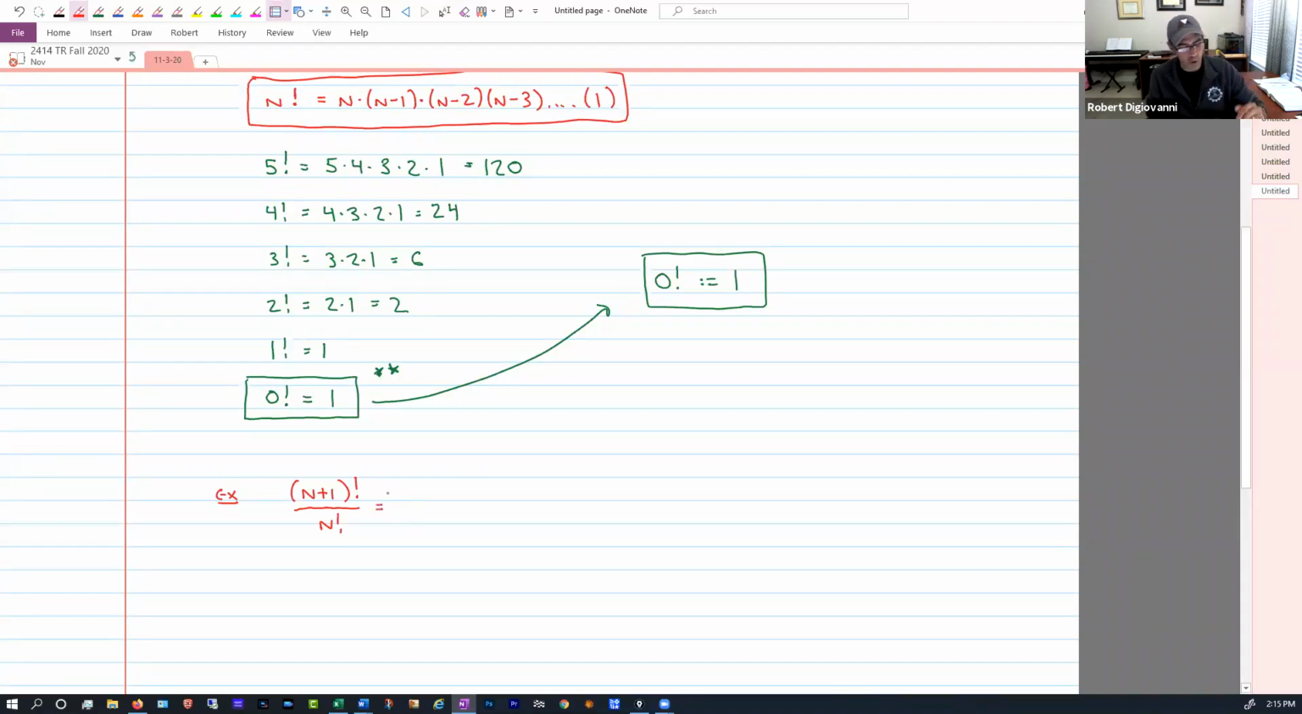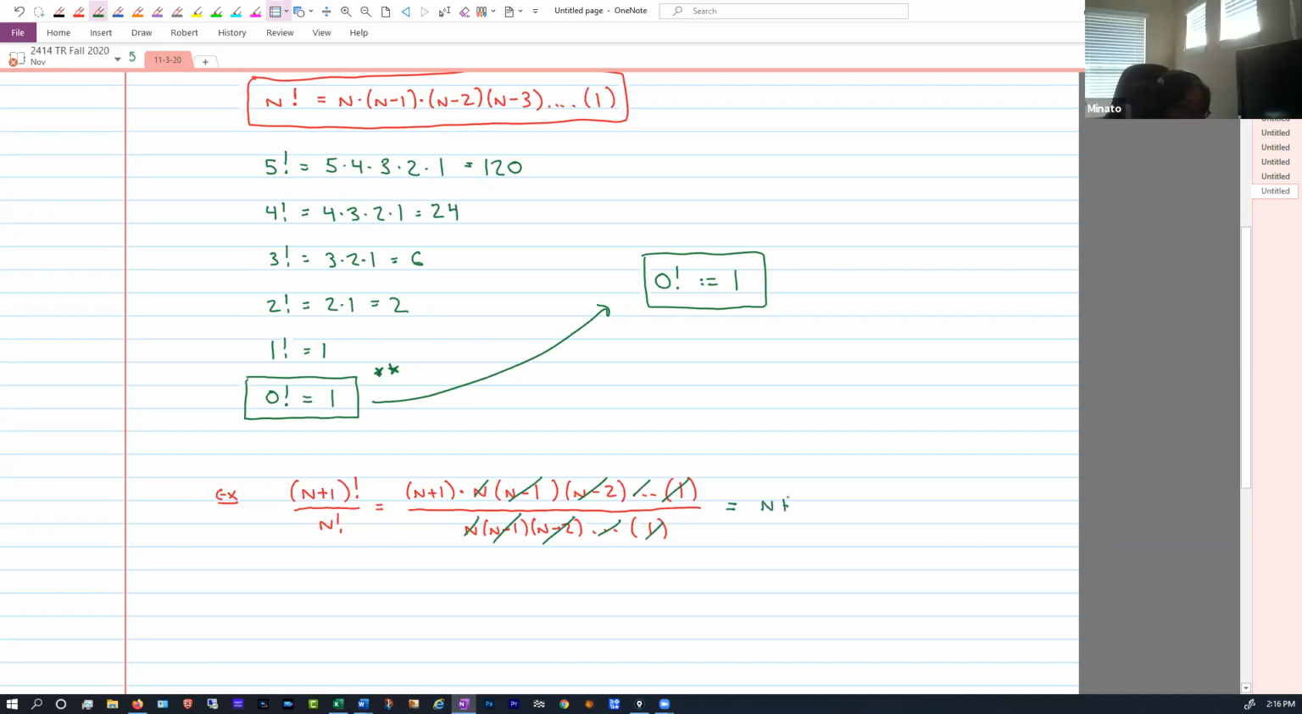So just tell me by definition, what is the numerator? You start with what? n plus 1. And then I multiply that times what? n plus 1 minus 1. n plus 1, take 1 away, which would just be what? n. And then n minus 1. Yep, and then? Minus 2. And you just keep going, right? Till you get to 1. All over the bottom, which is just n times n minus 1 times n minus 2, all the way till I get down to 1. Right? And do you see all the stuff that cancels? And what am I left with? n plus 1.